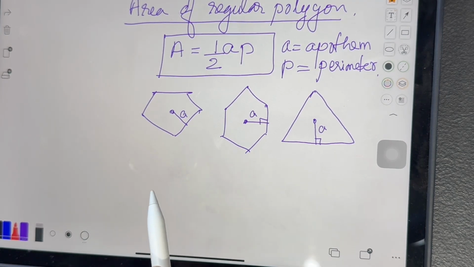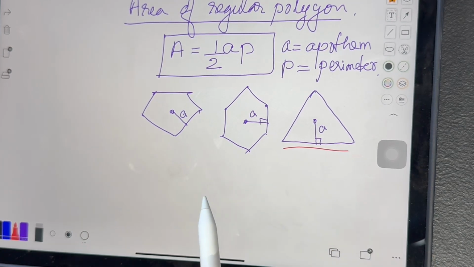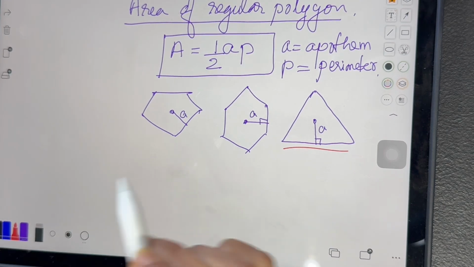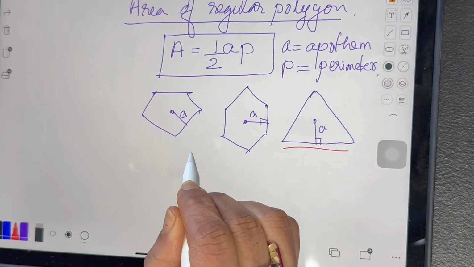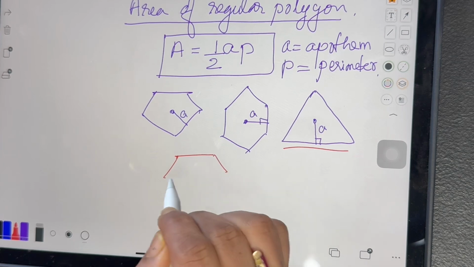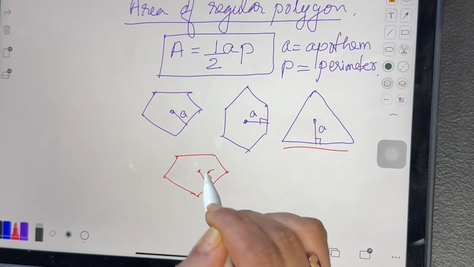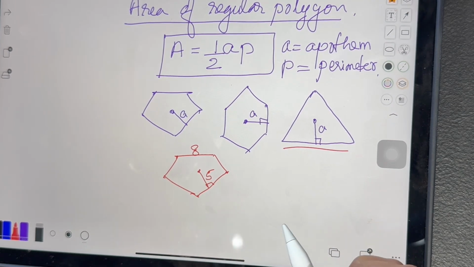So how to find that apothem? If you know the apothem and the side, you can easily find the area. Let me quickly give you a formula example. I have a pentagon, and if I say the apothem is 5 and the side is 8, what is the area? Apothem is 5. What is the area of this polygon?